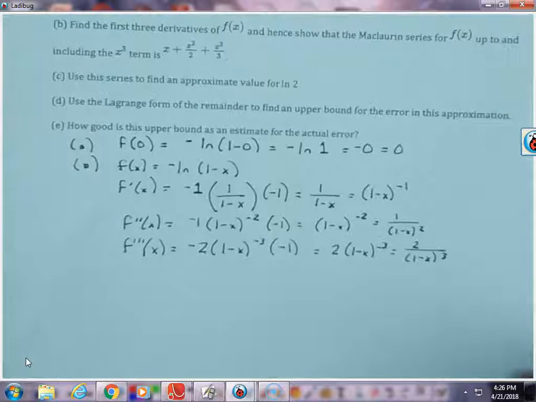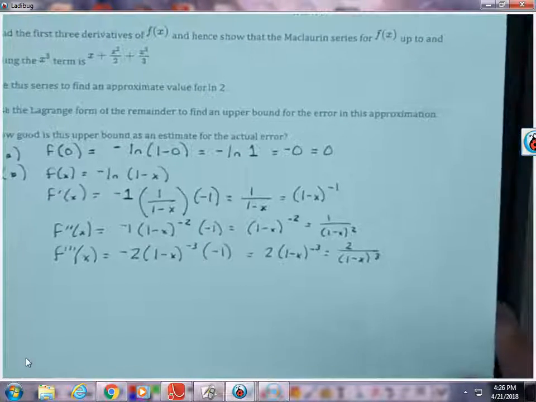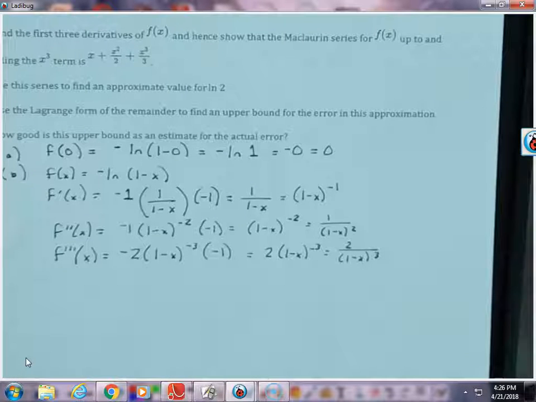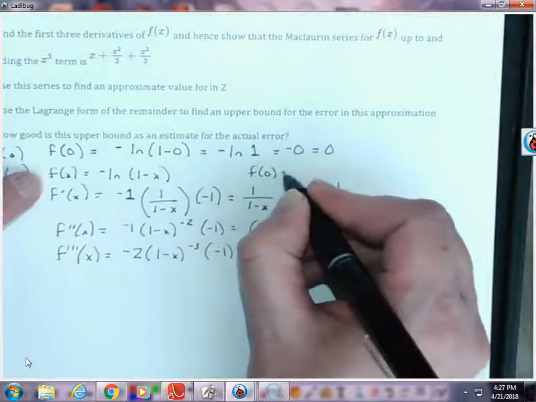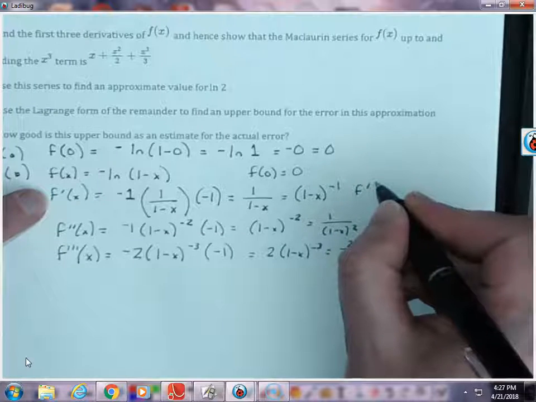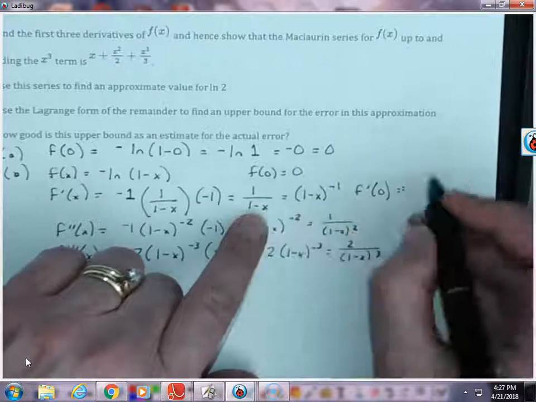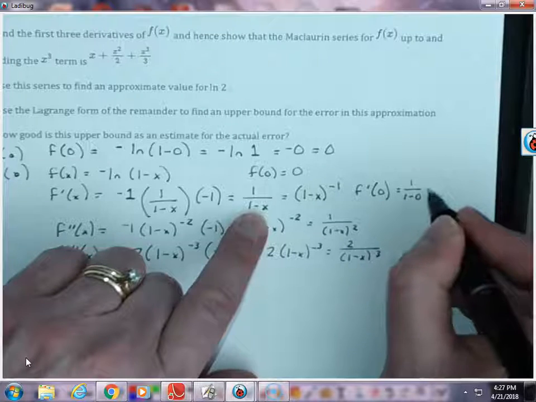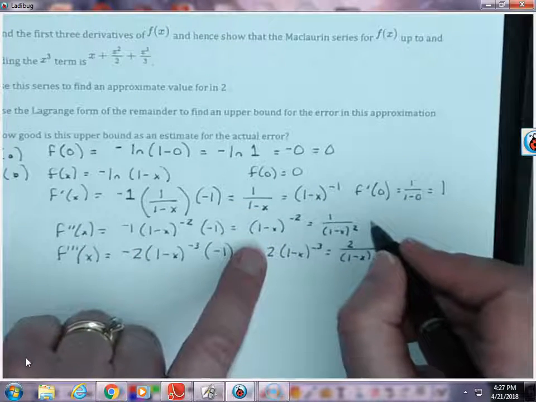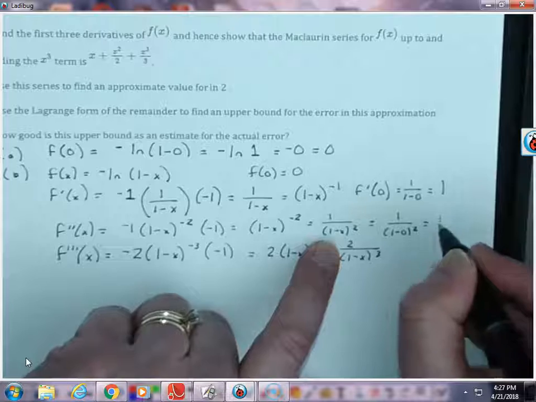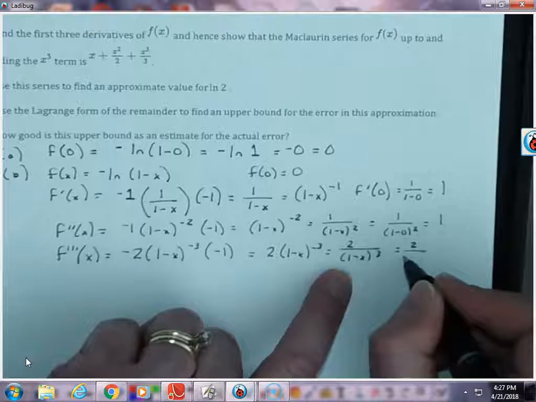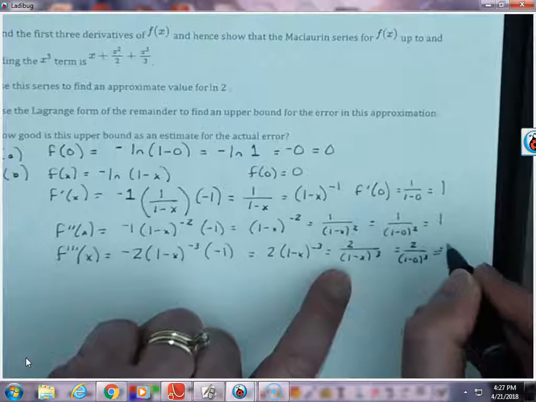Now we took the derivatives like they asked us to do. Now we need it for the Maclaurin series. So if you remember, the Maclaurin series just means that you've centered around 0. And so you're going to substitute in 0 to all of these derivatives. So we already have that f of 0 was 0. So f prime of 0, just substituting 0 right here, 1 over 1 minus 0, 1. And then this guy right here, we would have 1 over 1 minus 0 squared, so 1. And our last little guy here, 2 over 1 minus 0 cubed, so 2.